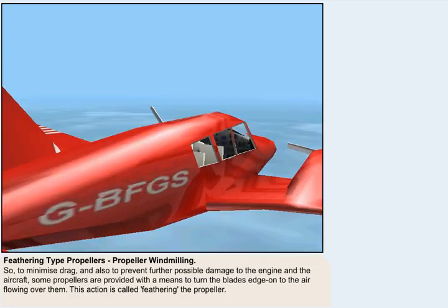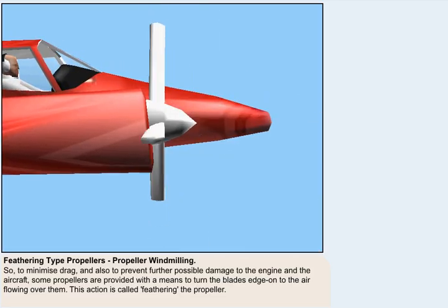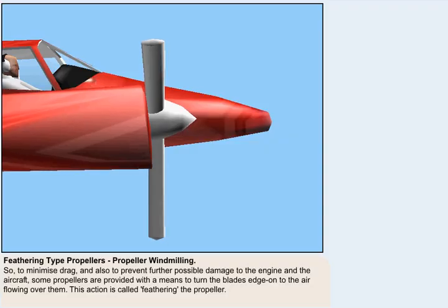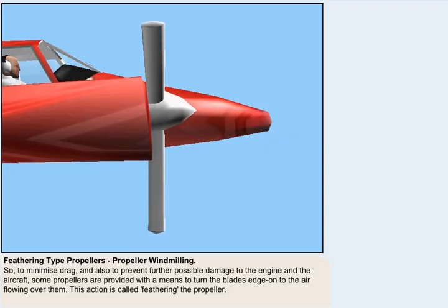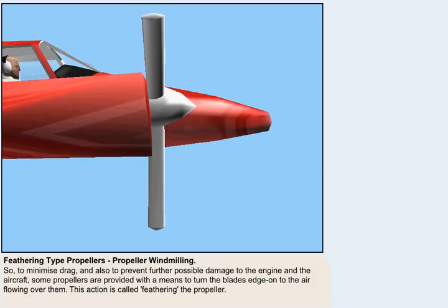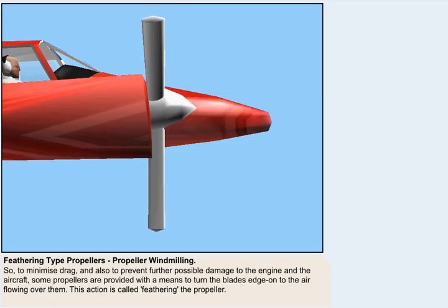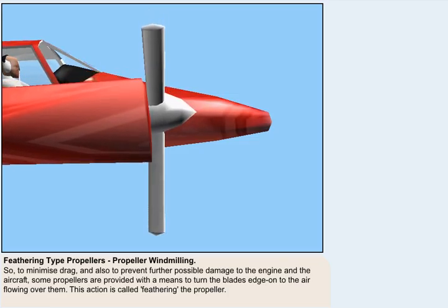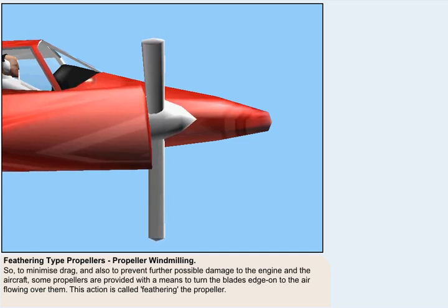So, to minimize drag, and also to prevent further possible damage to the engine and the aircraft, some propellers, particularly on multi-engined aircraft, are provided with a means of turning the blades edge-on to the air flowing over them. In this edge-on position, where no aerodynamic force is generated either forwards or backwards, the propeller will cease to rotate. This action is called feathering the propeller.